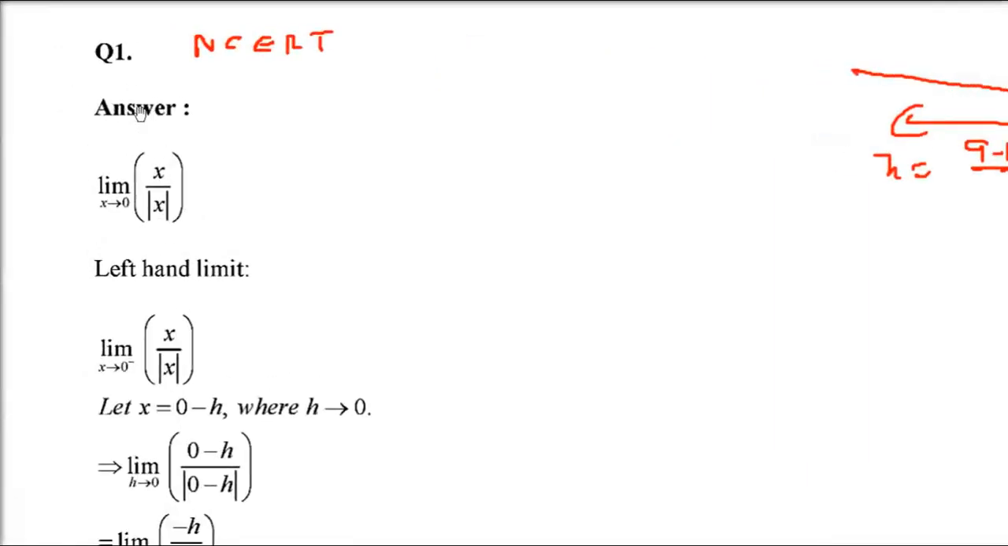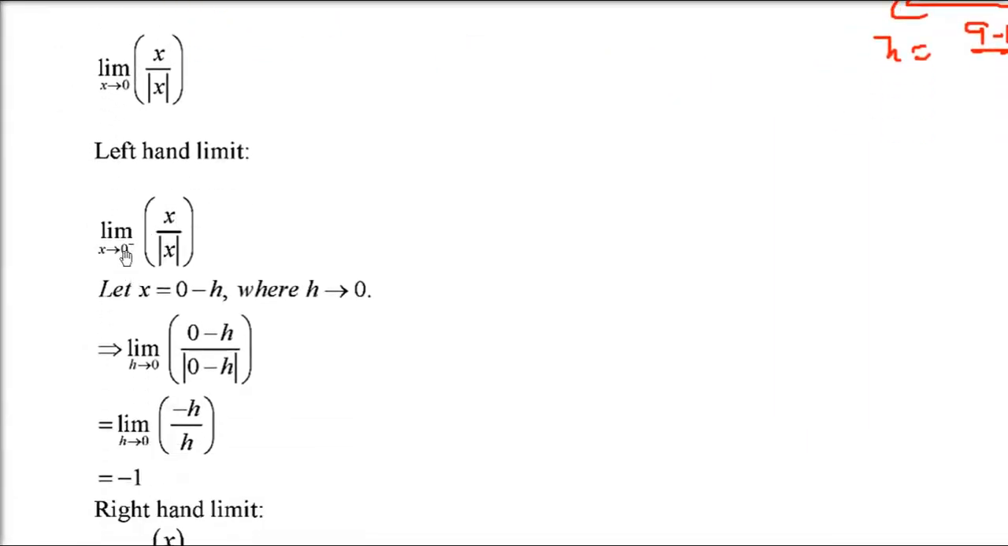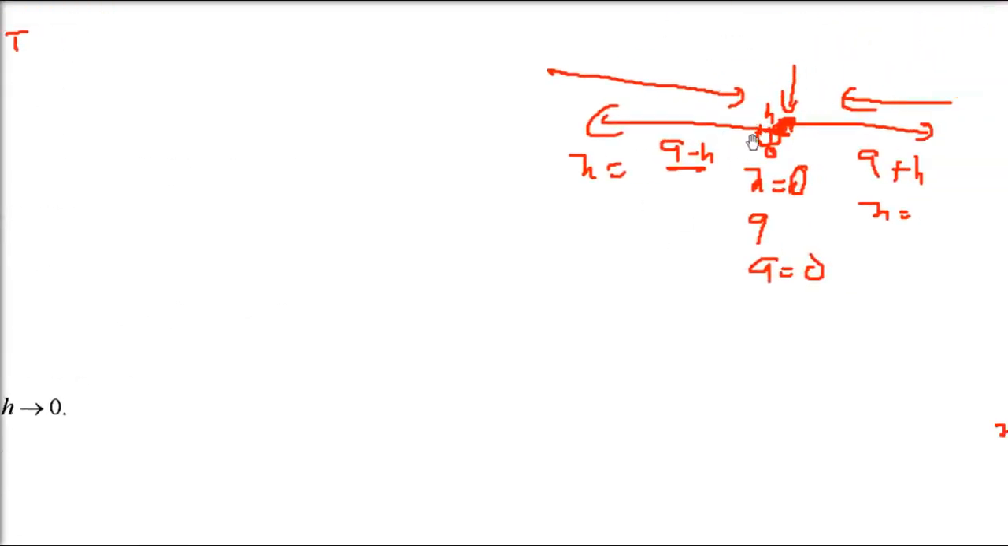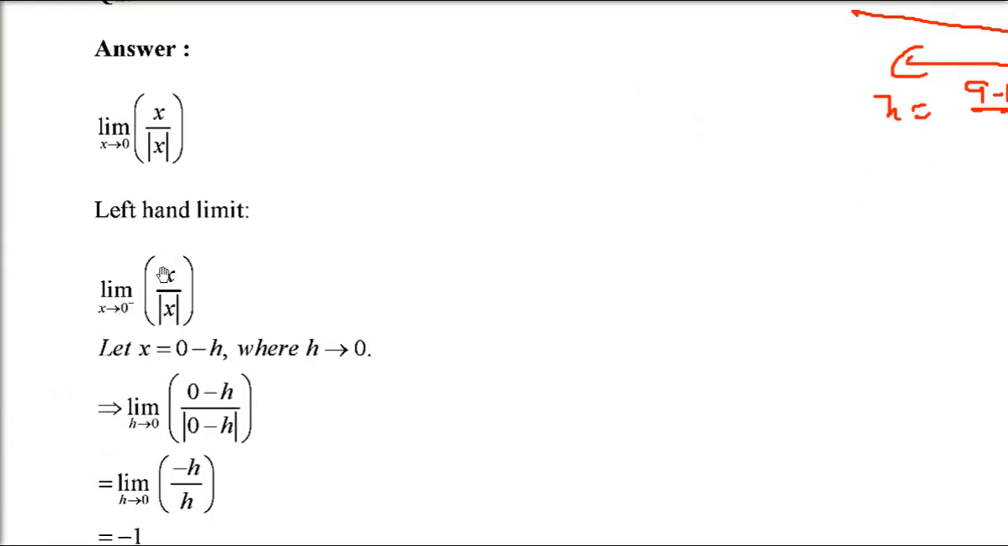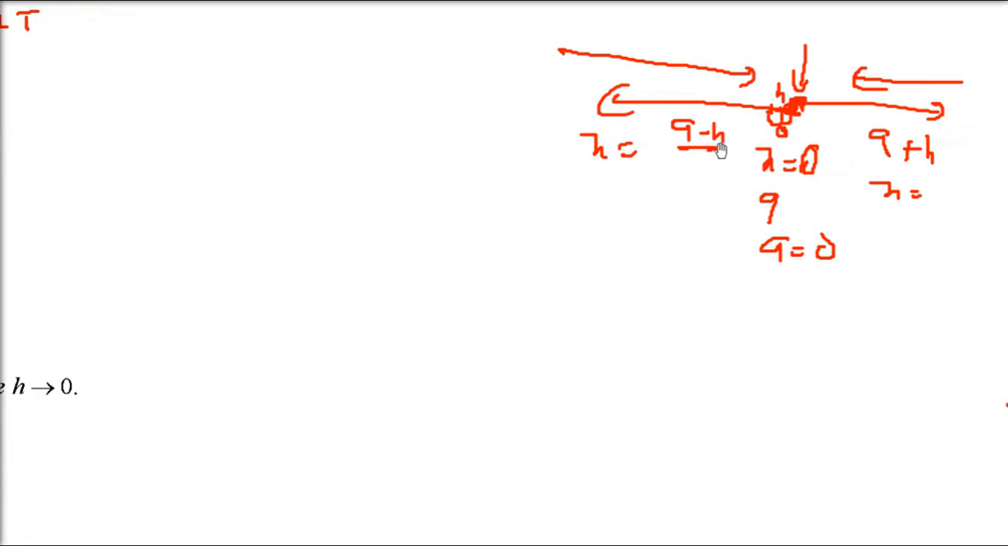So let me just show you here. First we have to write in the limit form. So limit x tends to 0 minus. 0 minus means on the left hand side we are approaching 0. When we are approaching 0 from the left hand side, x is equal to 0 minus h. 0 is, of course, a, the critical point. So we put 0 minus h. a is fixed.